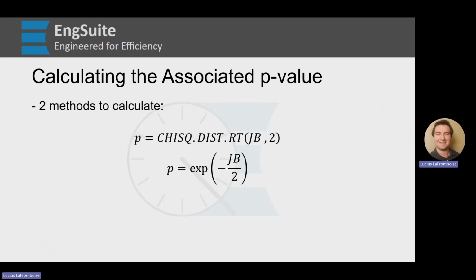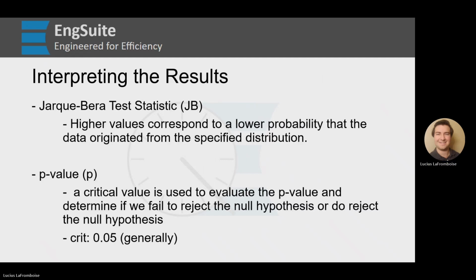So there's two methods again, the CHISQ.DIST.RT and then exp of minus JB over 2. Both are incredibly easy. You get to pick, you'll get the same result either way. So interpreting the results is kind of similar to our others, where you can use your actual test statistic to gain some insight, but the p-value is really where you're going to be doing most of your evaluation.